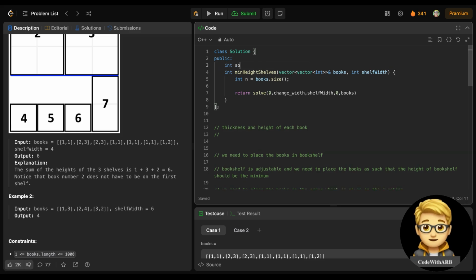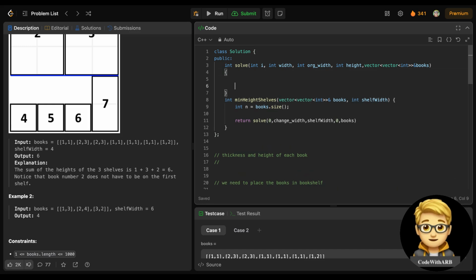So let's just start and solve. The first thing is the ith book, the next is the changing width. Let's just represent it as a width, right? And the next is the original width, so this is taking its original width. Next is height, that will be the updated height for each row. And next is books, right? This is how it is represented, right?